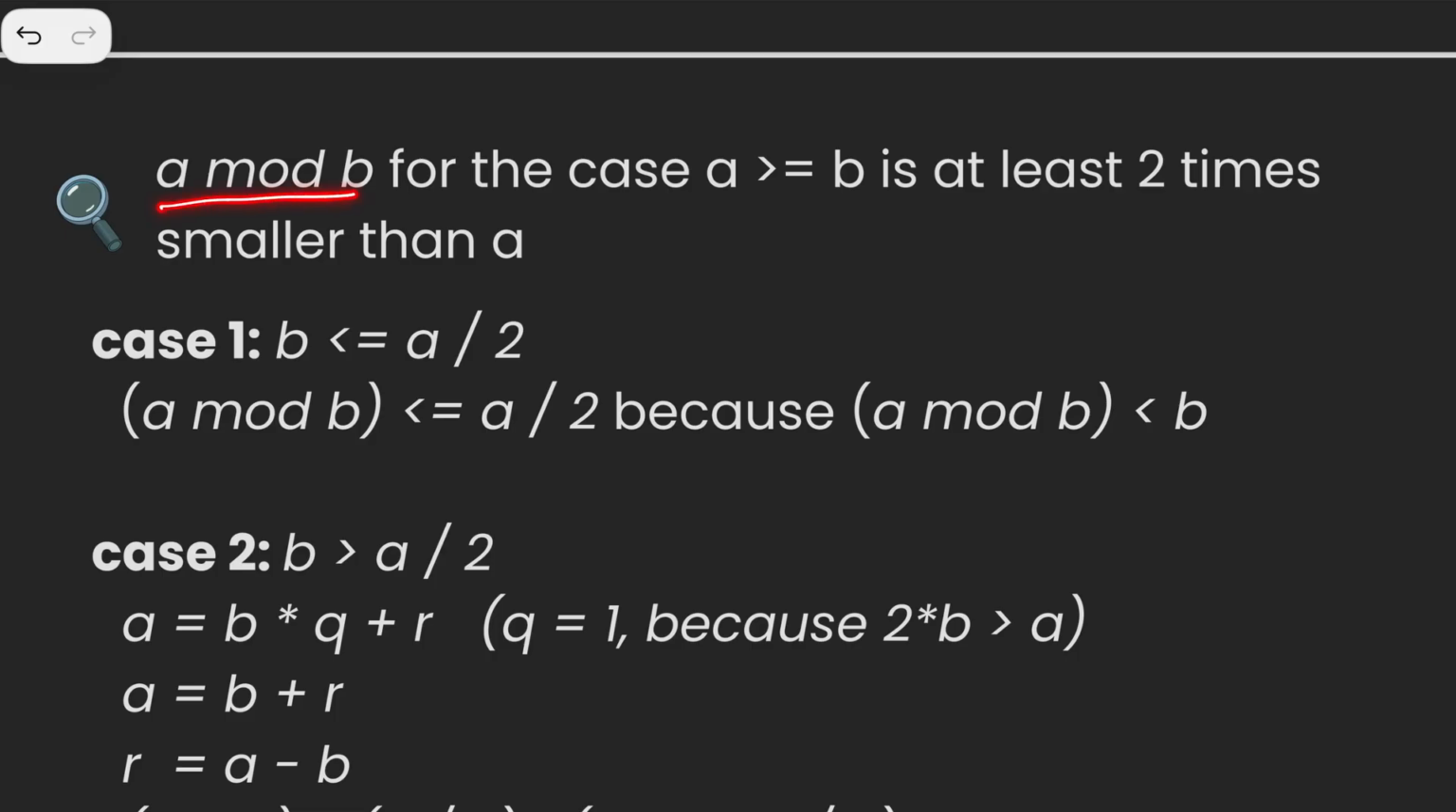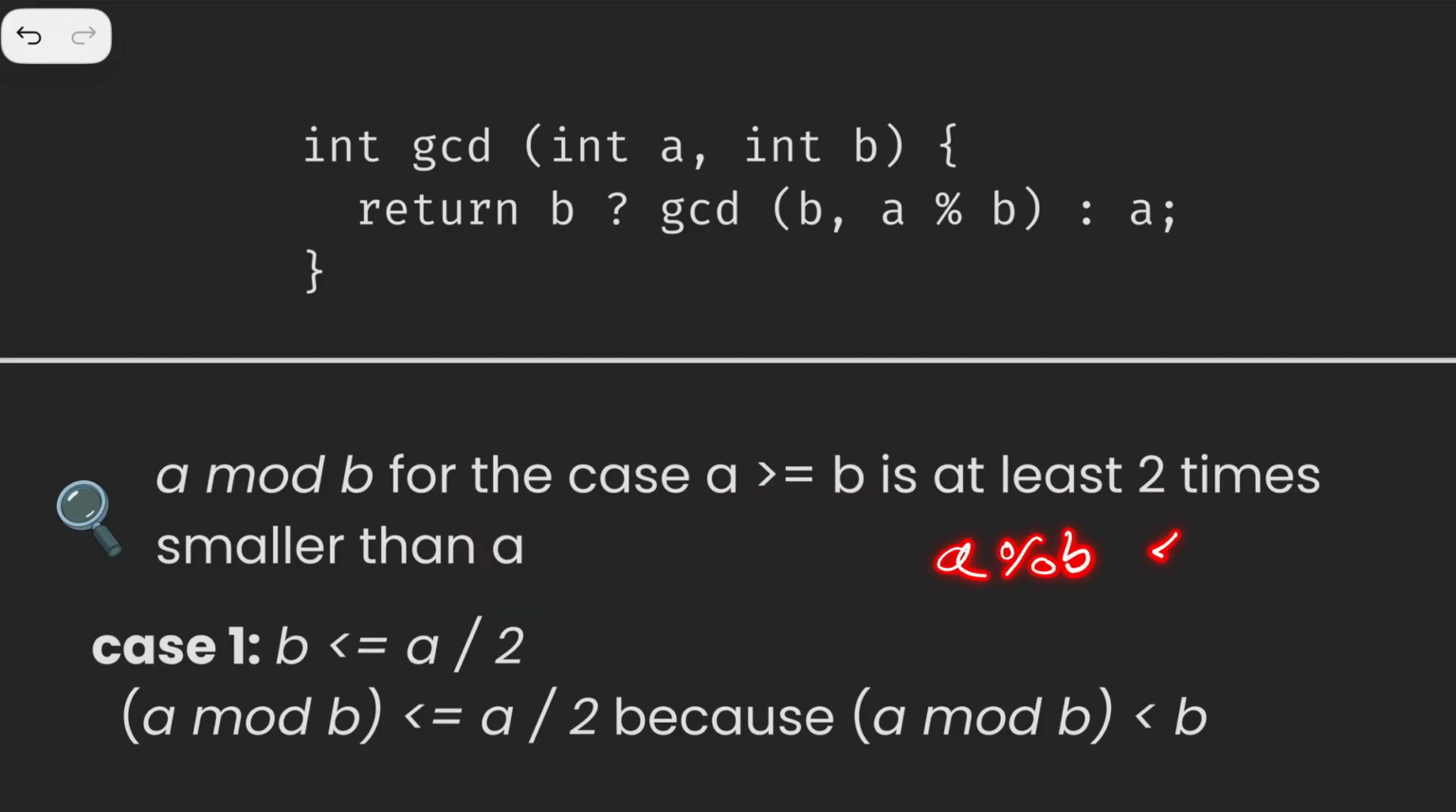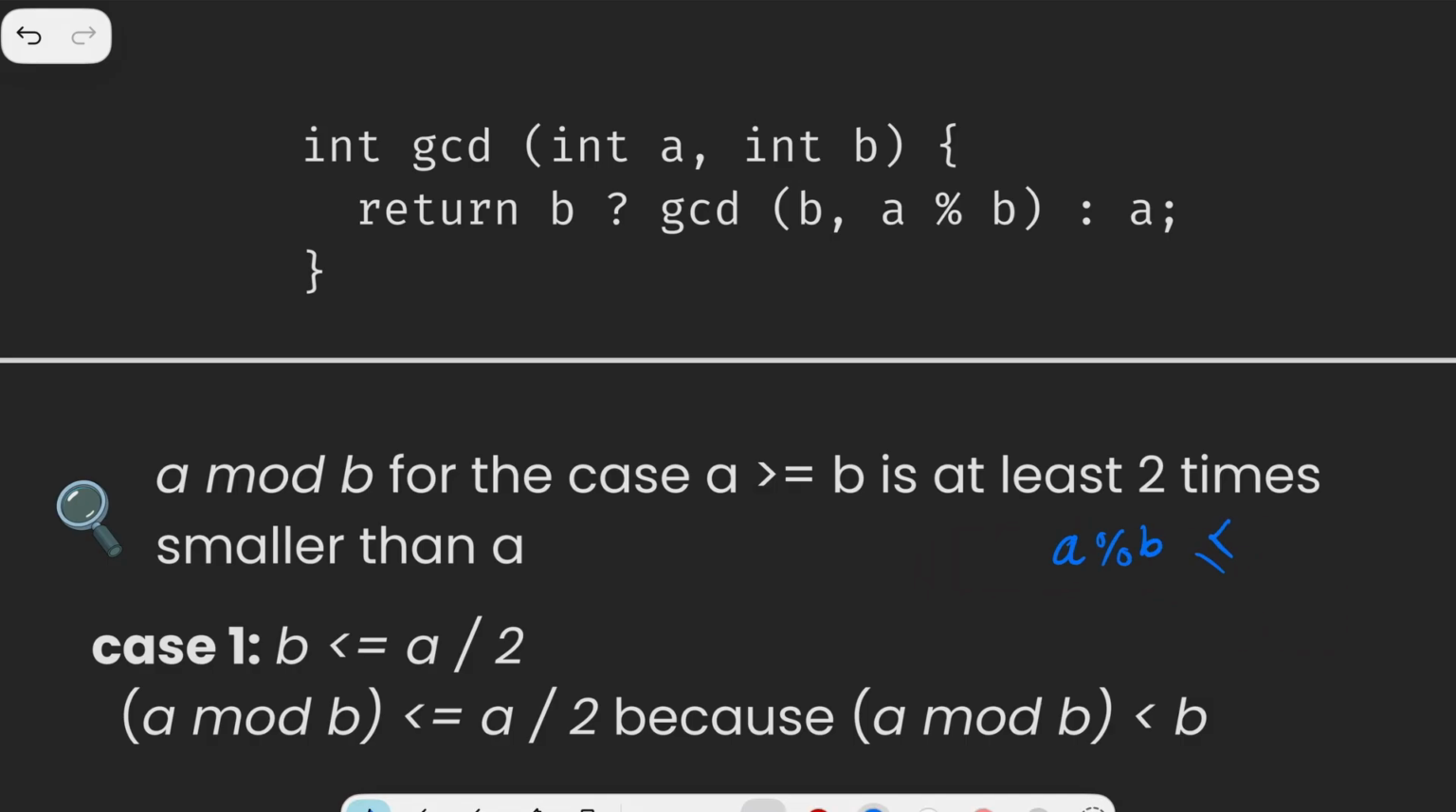So this observation says that A mod B, when A is greater than B, is at least 2 times smaller than A. That means A mod B is less than A by 2. This is the key observation here. This observation will help us determine the time complexity of this particular algorithm.